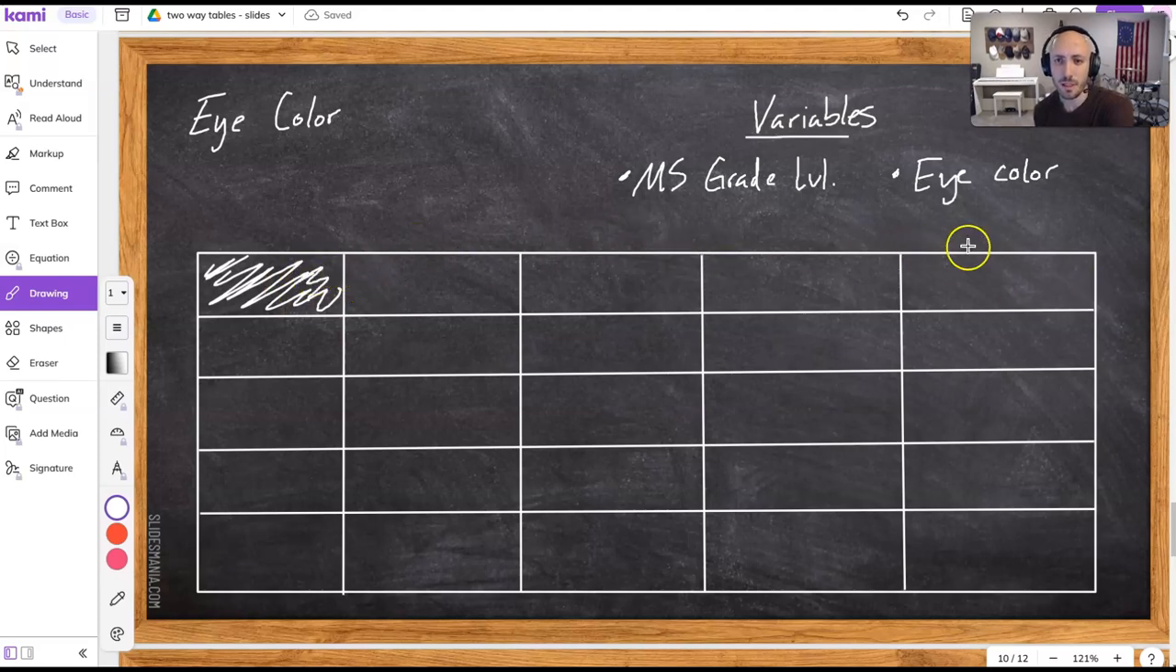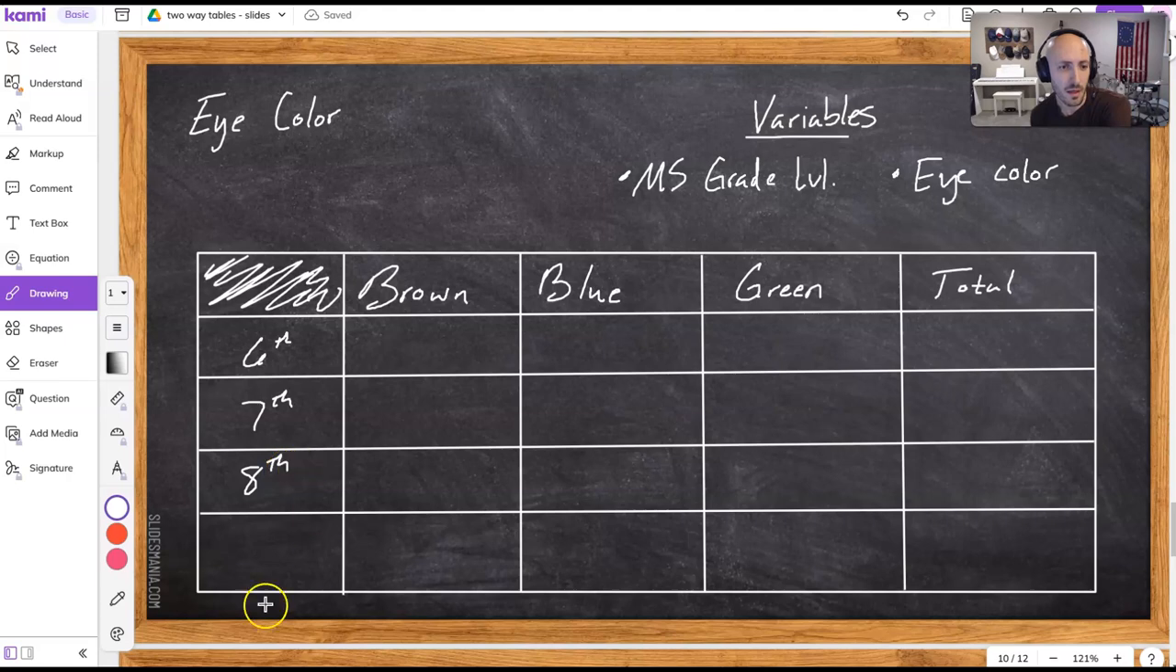But I'm going to put eye color on the top here. So let's say, just throw a few of them out there, let's say brown, blue, and green. I know there are probably more that we could think of, but we're just going to roll with 3 for now. And then again, we have total on the very end. And then middle school grade level, we can say 6th, 7th, and 8th. And then this would be the total column down here.